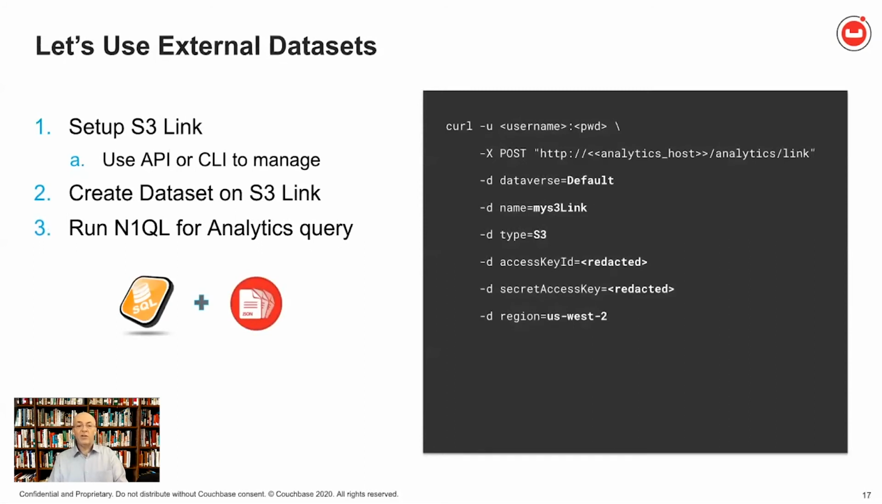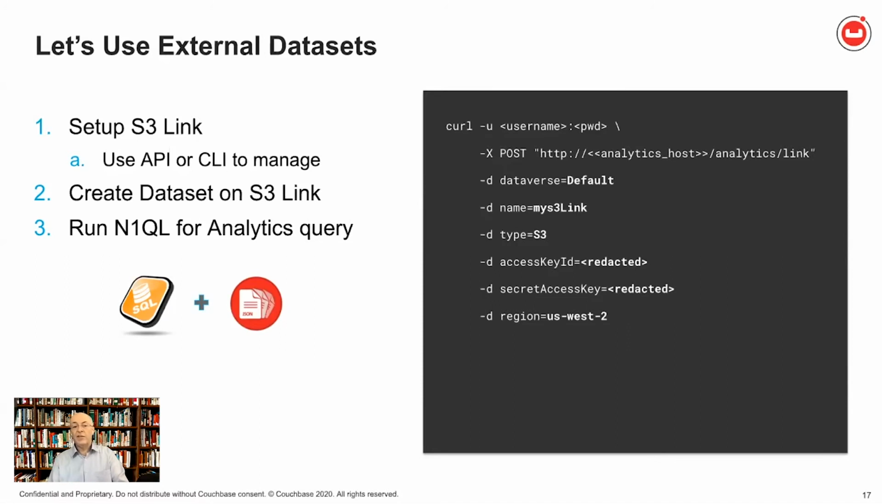Before we do that, just a quick thing. We have 3 steps here. The first one is to set up a link, which is the part that requires credentials and allows us to get that connection between the analytics service and S3. So that is one thing we're setting up front. And on the right side, you see how you could do that.